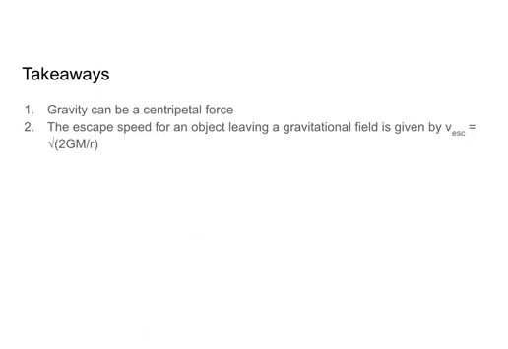So let's go ahead and talk takeaways. First of all, gravity can be a centripetal force. And second, the escape speed for an object leaving a gravitational field is given by v escape equals the square root of 2GM over r, where M is the mass of the object that the rocket is trying to escape, and r is the distance, or the size of that object.